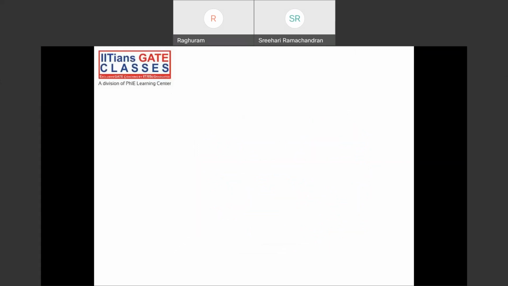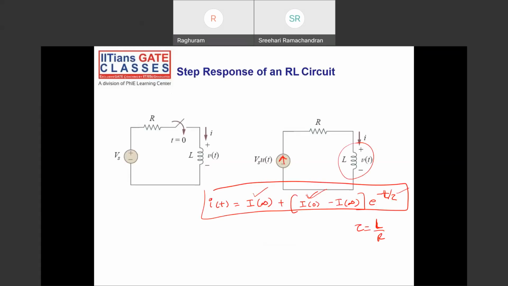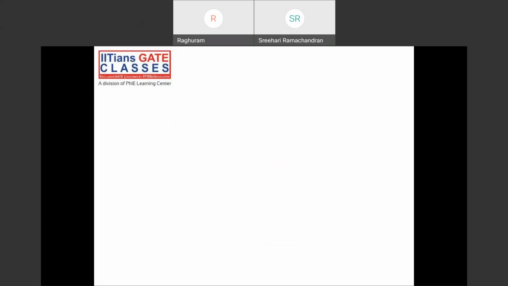So last class we were talking about transients, right? We were seeing first order transients, source free RL and source free RC circuits, step response of an RC circuit and step response of an RL circuit. So what was the only four formulas for the entire transients, or rather the first order circuits.